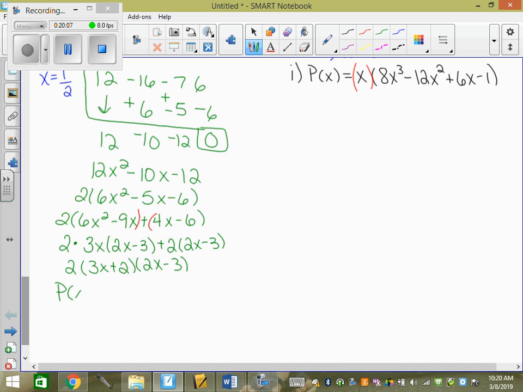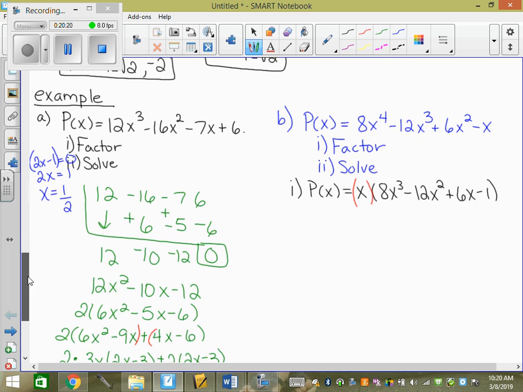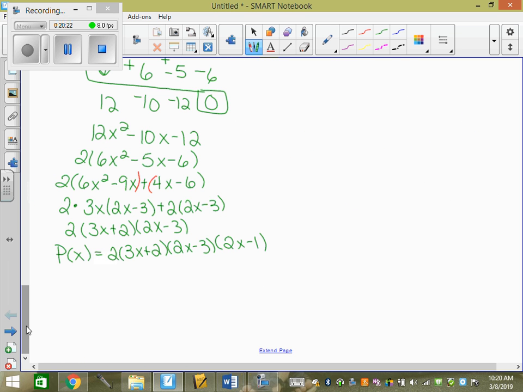So P of x equals 2 times 3x plus 2 times 2x minus 3 times 2x minus 1 from the top. Boom. If I said factor, I'm done, right? I don't go on any further. I do not solve. I do not press go. I do not collect $200. I am done.